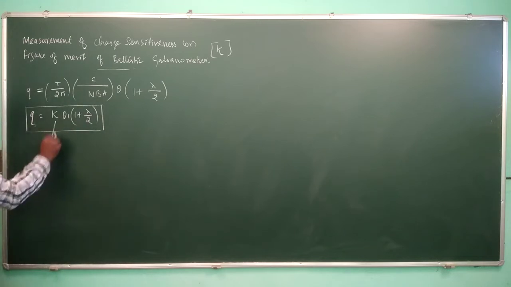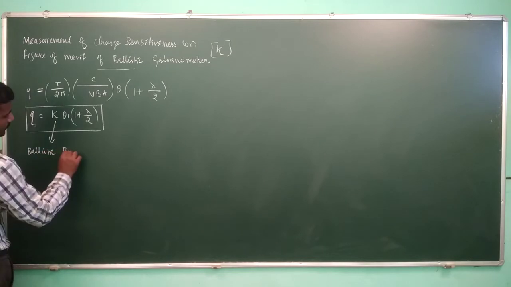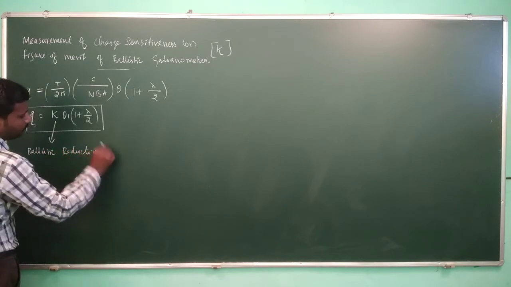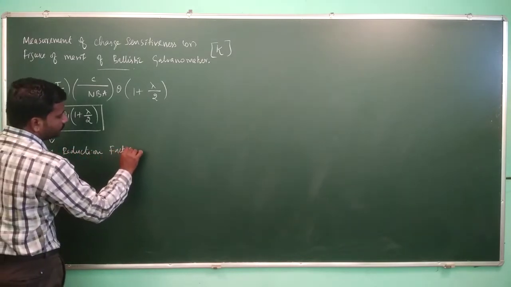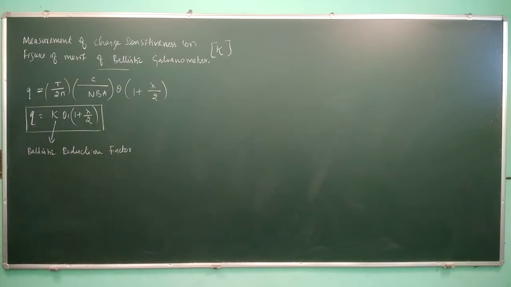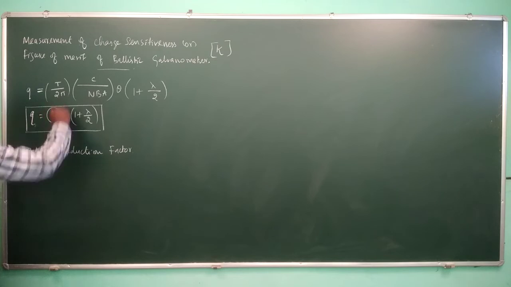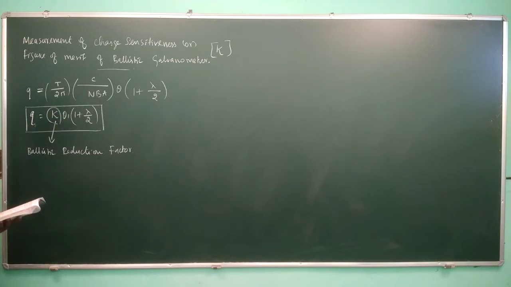Right? So this K is called charge sensitiveness or figure of merit. It is also known as ballistic reduction factor. And how to calculate this? And before that, what is the definition for the charge sensitiveness or figure of merit?